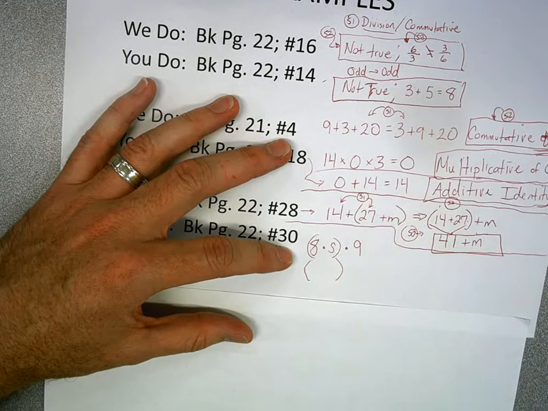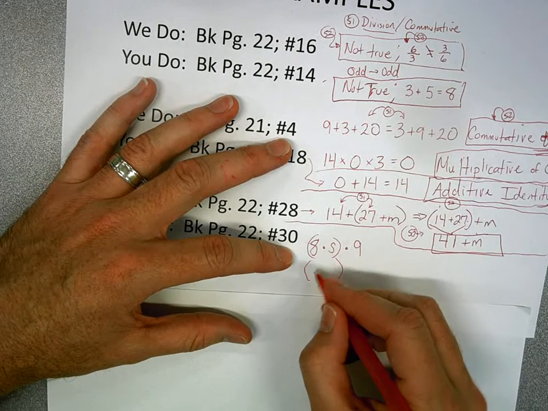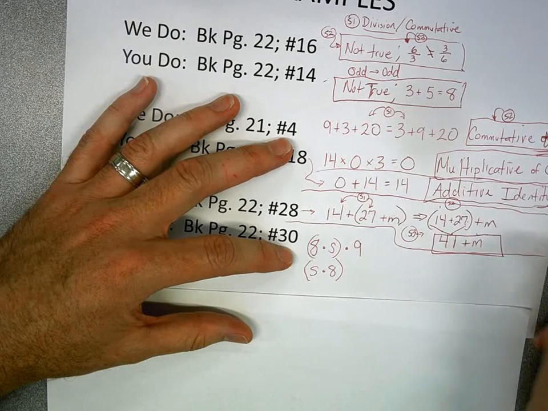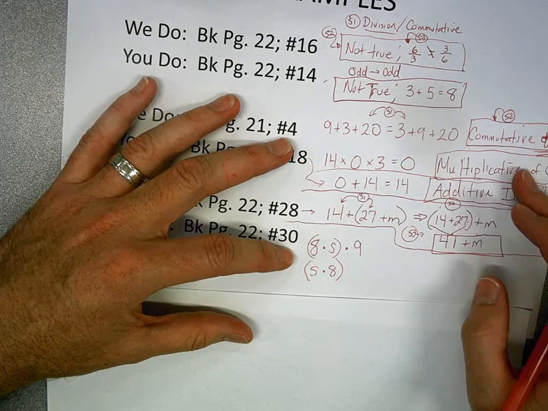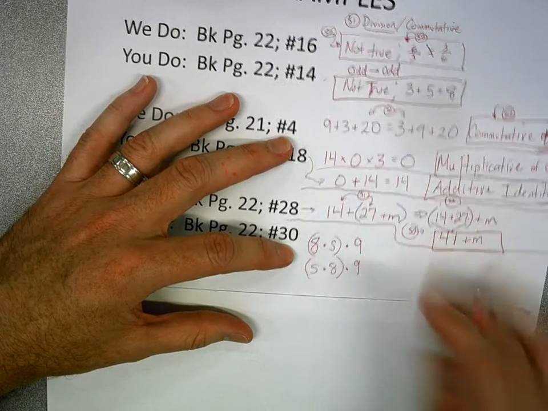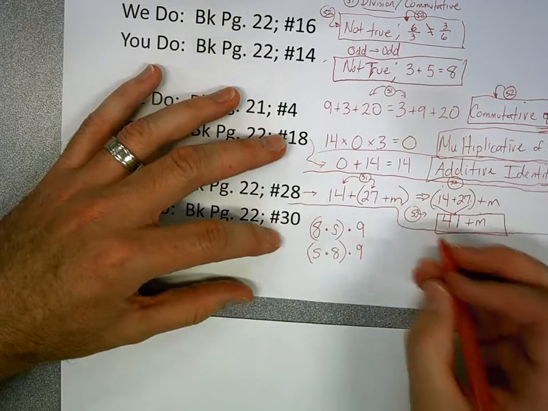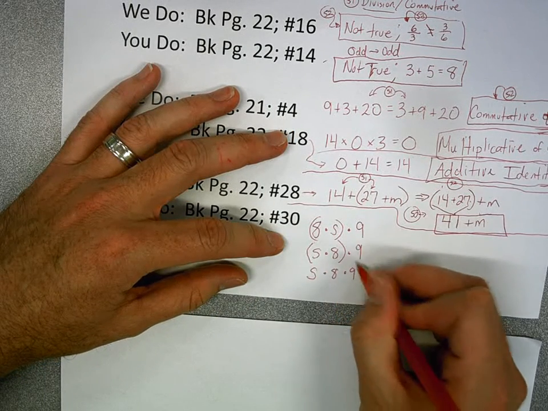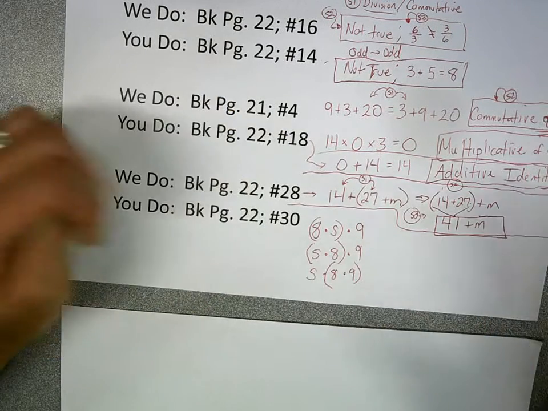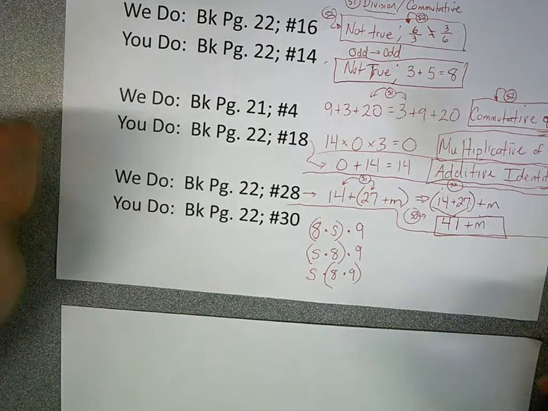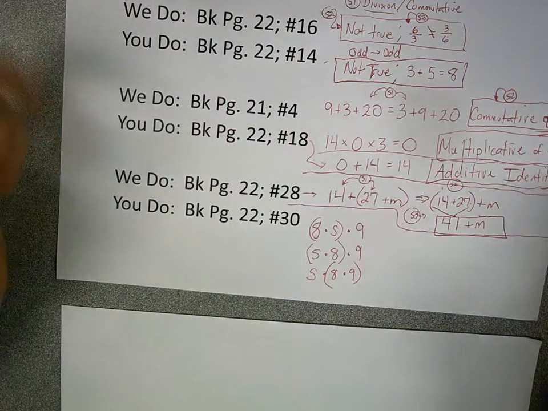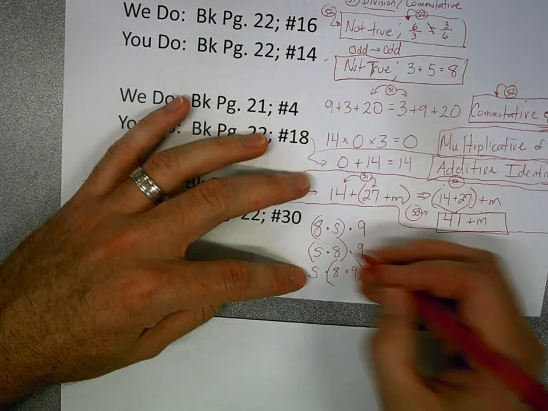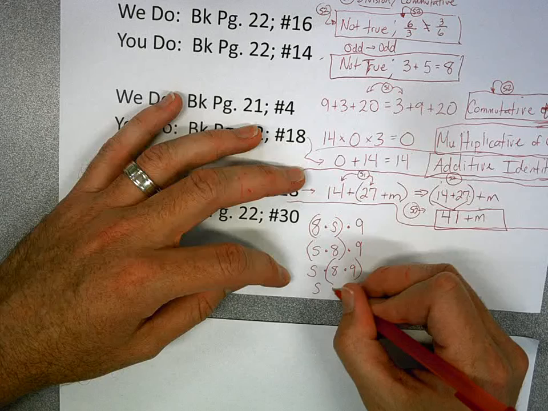I can flip-flop s times 8 here and use the commutative property of multiplication. And then I can turn around and move the parentheses over, meaning I would just be multiplying the 8 times the 9 first. I'm using the associative property of multiplication. So you're kind of almost using two different properties. But in the end, I have s times 72.